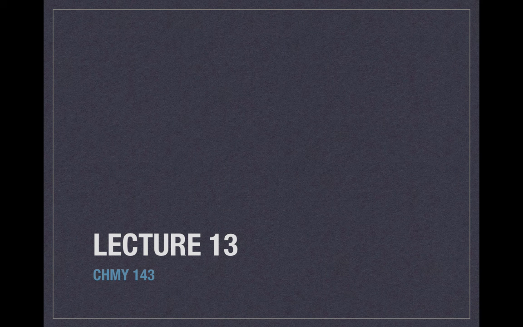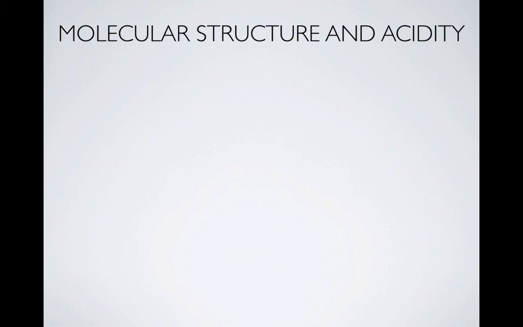Welcome to lecture 13 for Chemistry 143. We're going to start off talking about how molecular structure of our acids affects how acidic a particular compound is. And we've got a couple of different acids, or types of acids, we're going to look at. The first one is an HX acid, or a halo acid. X is generally used to represent a halogen, so a fluorine, chlorine, bromine, or iodine type atom there.